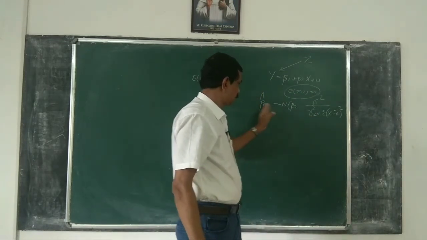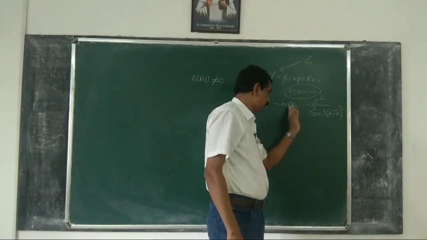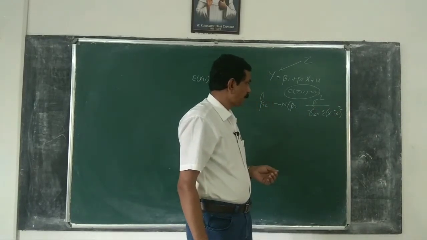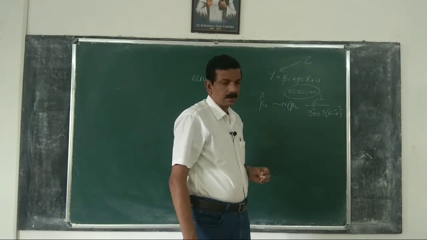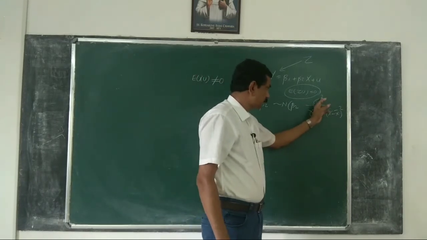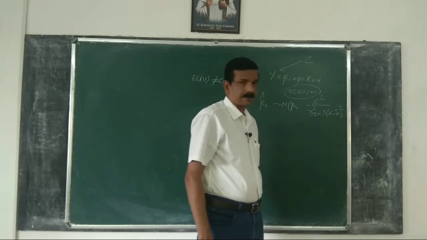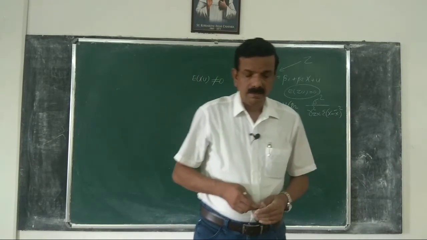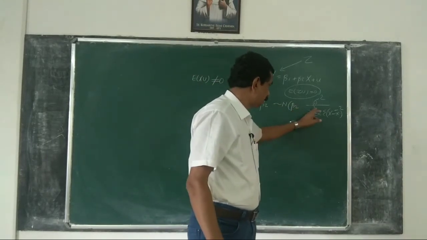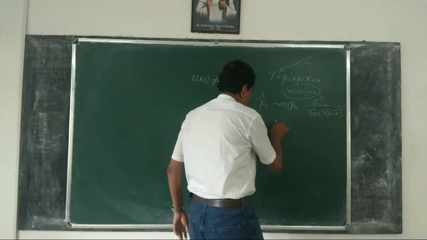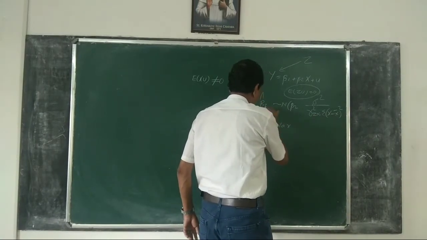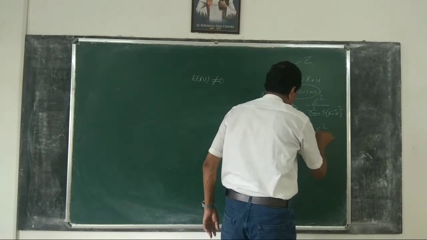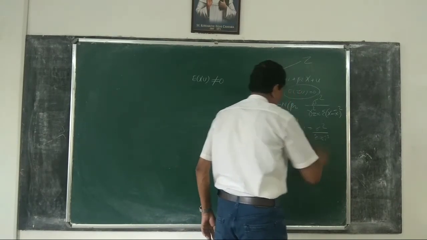You will get beta 2 hat as unbiased, and its variance is given by the formula. Remember this, the OLS formula is sigma square by sigma xi square. So here there is an additional term. So we can compare this formula with the variance of beta 2 hat IV.